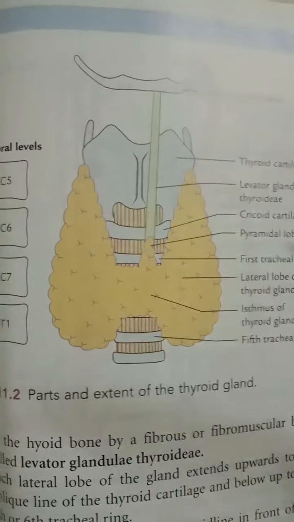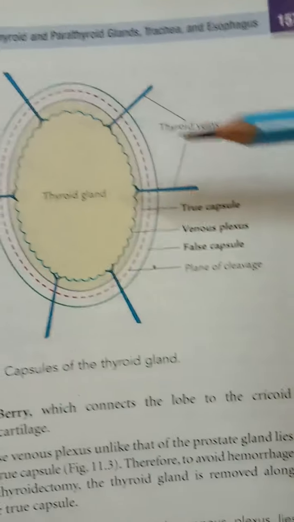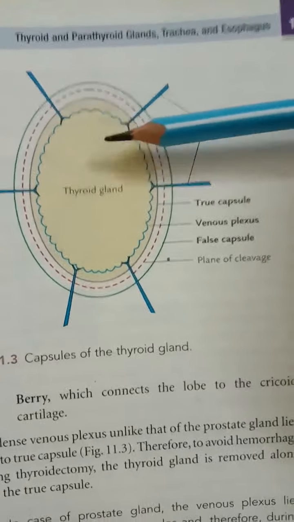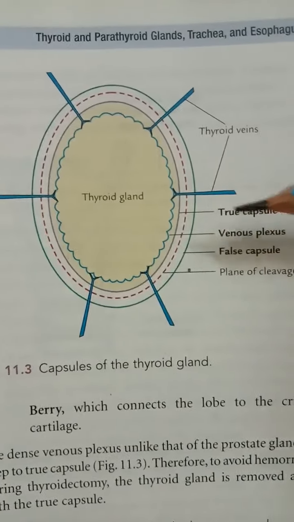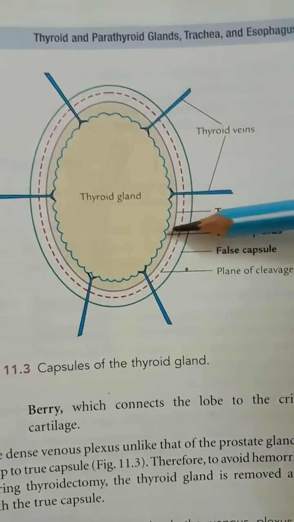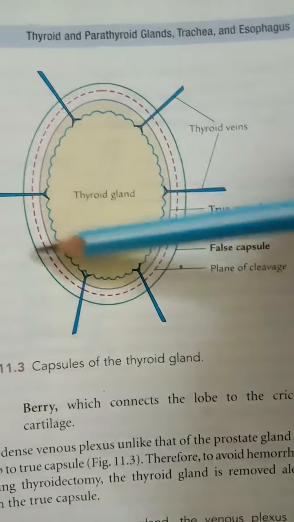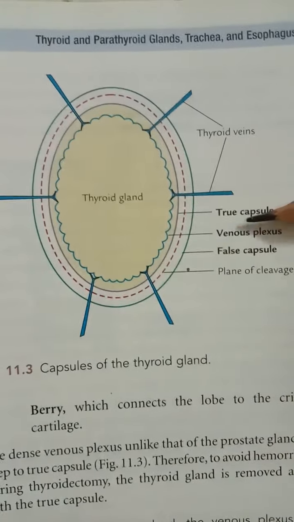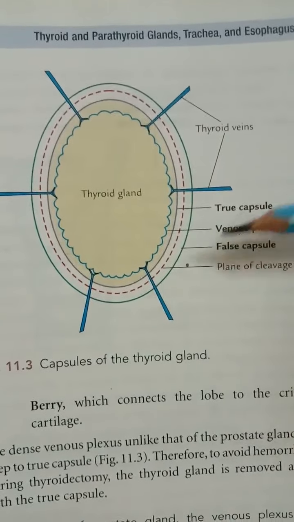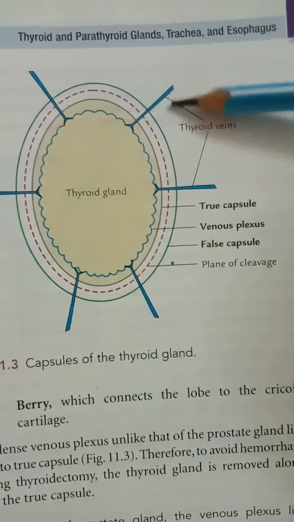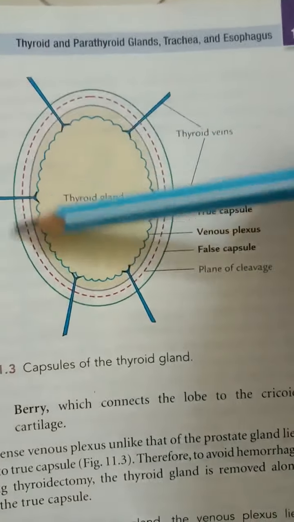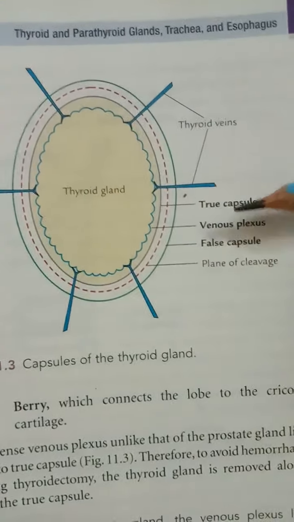After that, the capsule of the thyroid gland. For this we should see another diagram. So here you can see the capsule. The thyroid gland is invested by two capsules. The inner capsule is called the true capsule. Here you can see the thyroid gland, and this is very much adherent to it, the true capsule, and the false capsule, which is present on the outer side of this gland. So let's see the true capsule.